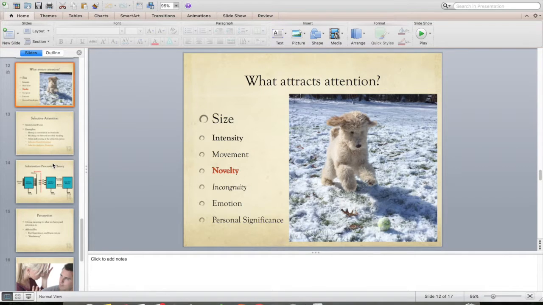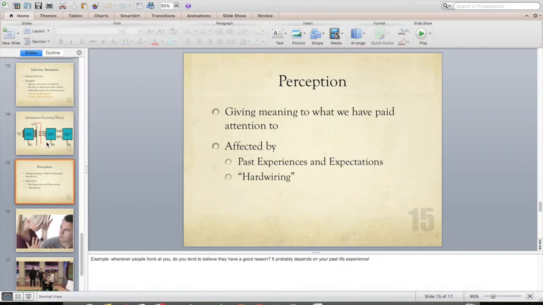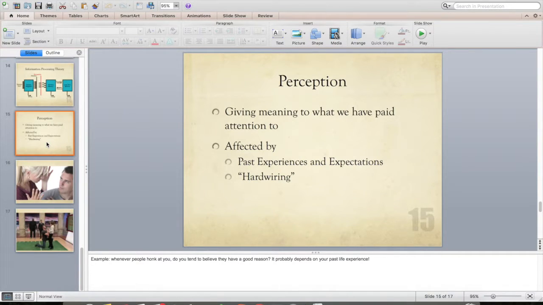All right? There are a lot of things that affect our attention, and here's a list of them. You can go through them on your own. Great. Let's move on to perception.